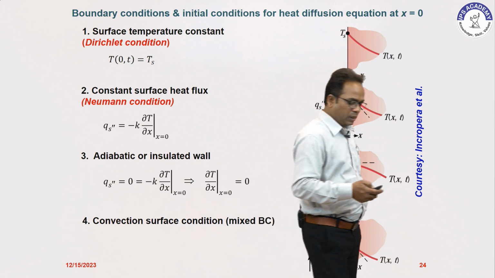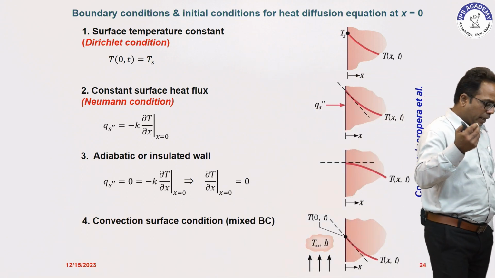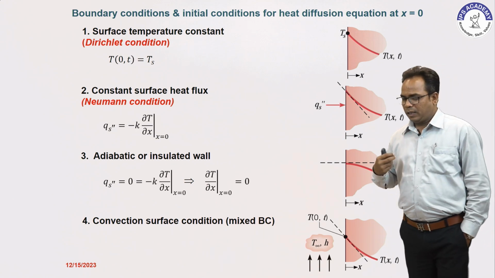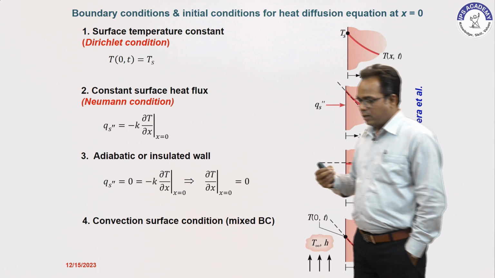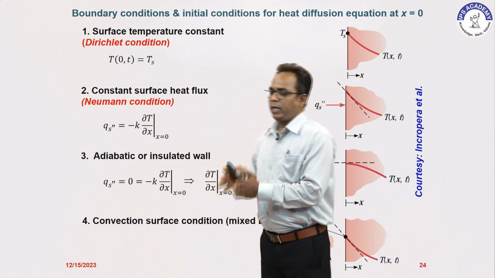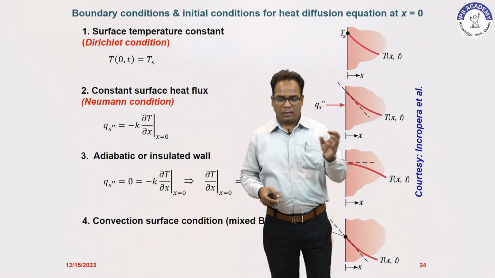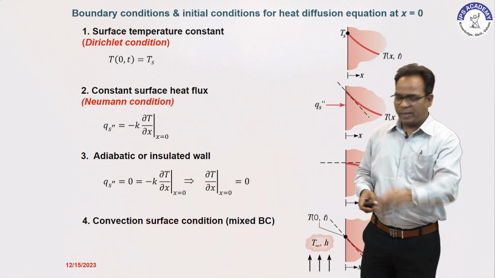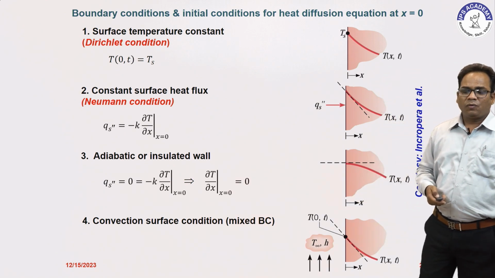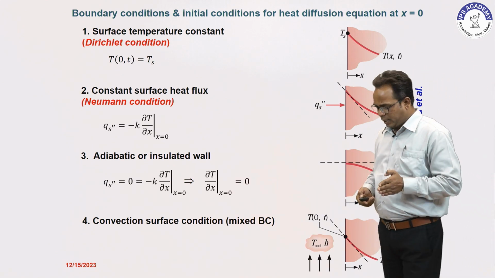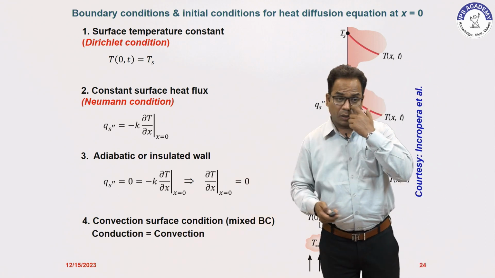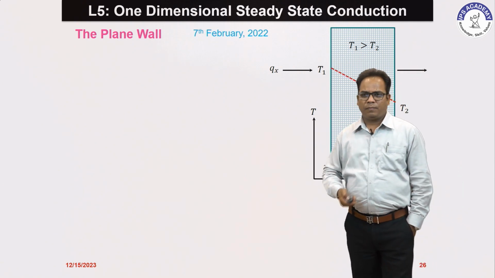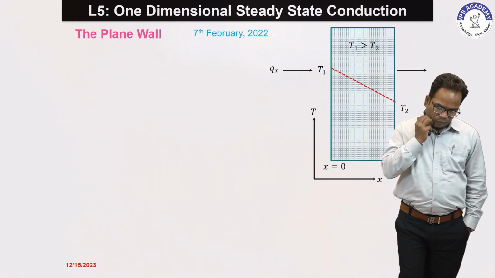So at this mixed boundary condition, as we discussed in the surface energy balance part, we consider the amount of heat which is transferred exactly at the interface of the solid object and the ambient, meaning the conductive heat transfer will be equal to the convective heat transfer. So we'll use all these boundary conditions in order to solve the differential equation, right?